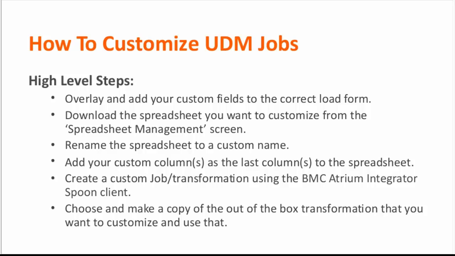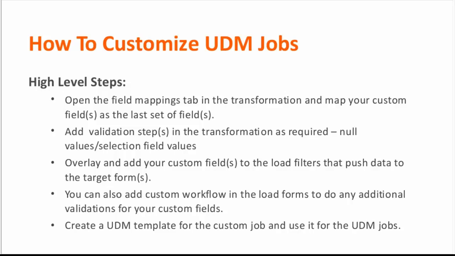And go to the ATM Spoon client and create a custom job by using a copy of the out-of-the-box job you want to use. Once you open the transformation, there'll be a field mappings tab, and that's where you map your custom fields. You add your validation steps in the transformation as required. For example, we may want to check for null values on a specific custom field. On another custom field, you may have a selection field which has six values, and you don't want to allow a seventh value. So you can put all your conditions and validations in the transformation there.